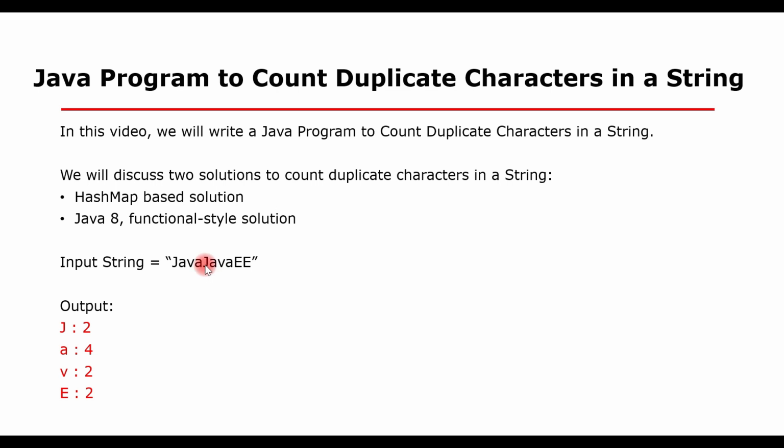And again V appears twice, so look at here, V is a character and 2 is its count. And again E appears twice in a given input string and here is the output, E is a character and 2 is its count.